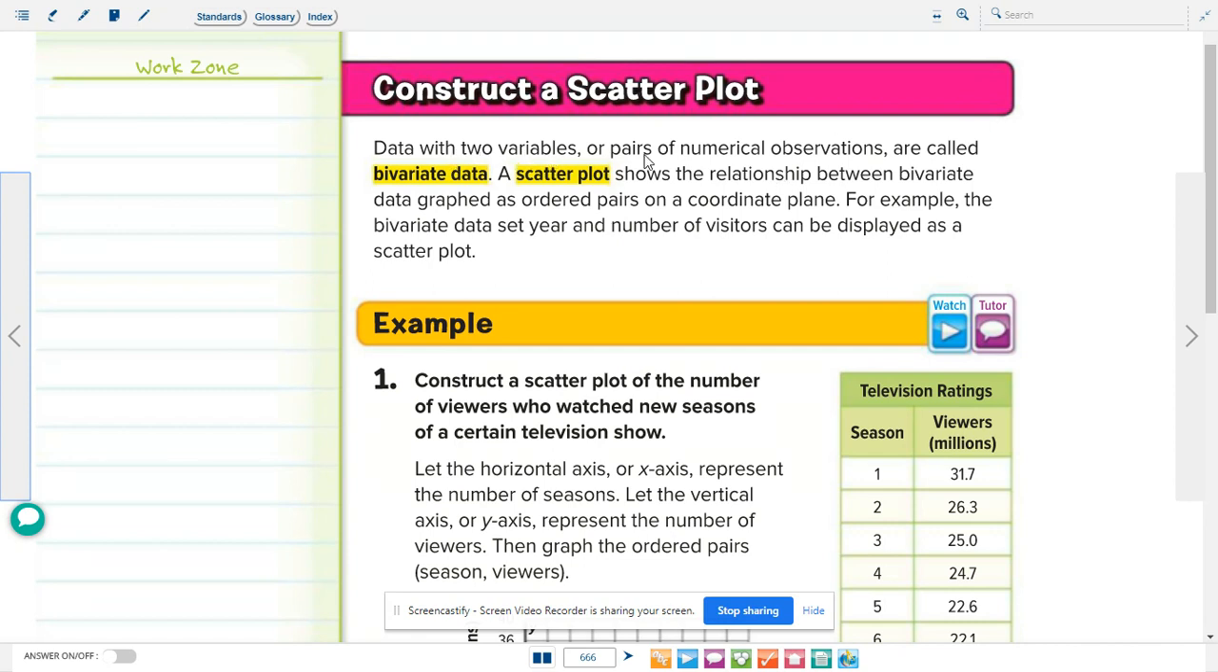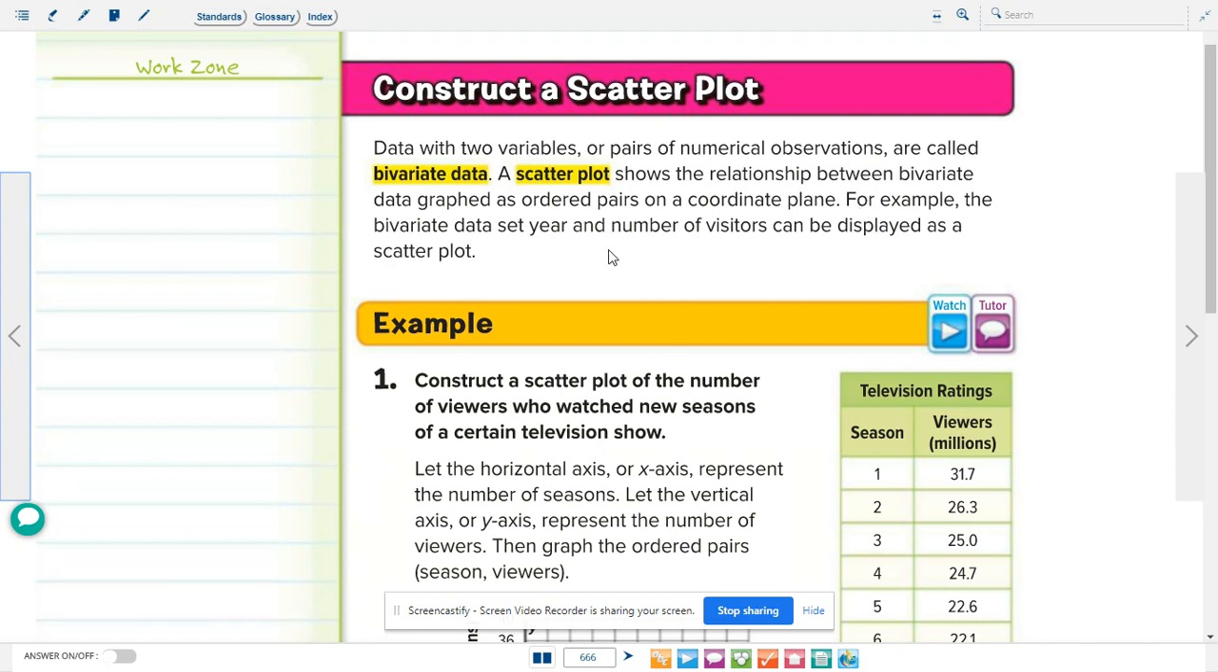Data with two variables or pairs of numerical observations are called bivariate data. So this is it, numerical observations here. The numerical just means they have to have a number involved. A scatterplot shows the relationship between bivariate data graphed as ordered pairs on a coordinate plane. So we showed you some examples of that already, and here are some more examples for us to practice.